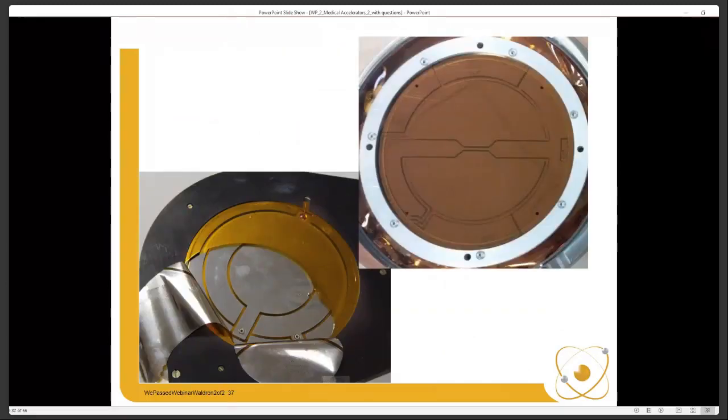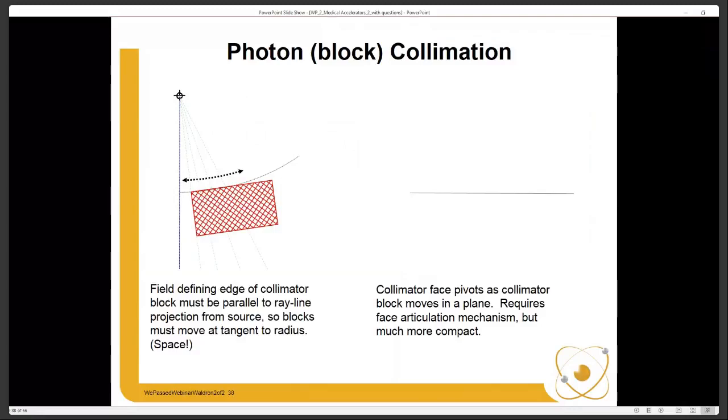I'm now going to talk very quickly about photon block collimation. Someone asked about whether I'm referring here to the secondary collimator. And yes, this is generally referred to as the secondary collimator.